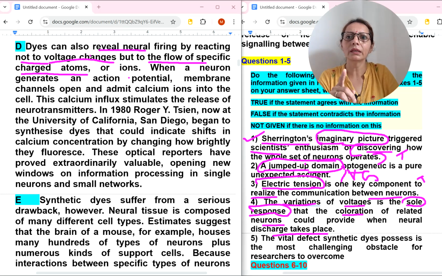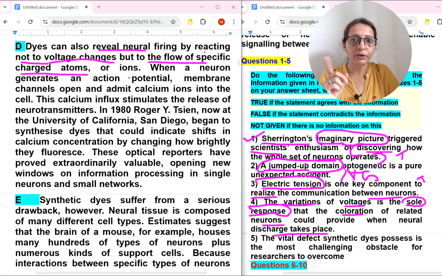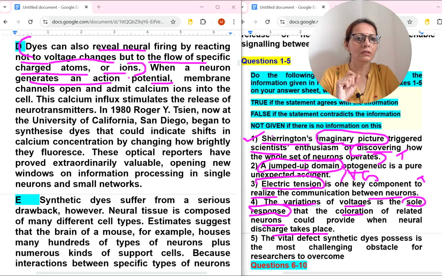But here they are saying dyes can also reveal neural firing by reacting not to voltage changes but to the flow of specific charged atoms or ions also. It means three things are responsible when a neuron generates an action potential. I will not read further, because in this sentence they have clearly given that this is not the sole responsible factor, there are other things also. So this is false. So we have got it false.